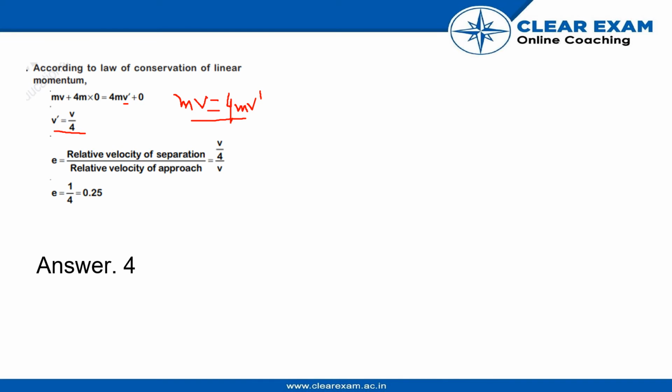That is the relative velocity of separation, and we have to calculate the coefficient of restitution, that is E. So this is the formula: relative velocity of separation upon relative velocity of approach. We have already solved the relative velocity of separation, that is v by 4, and the relative velocity of approach will be v. So after solving this we'll get the coefficient of restitution, that is 1 by 4 equals 0.25. So the right answer will be 0.25, option D.